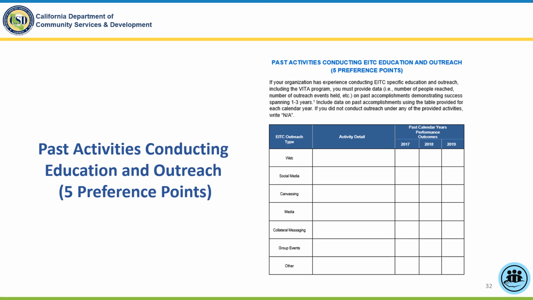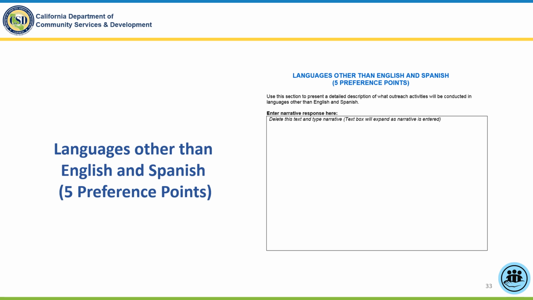Now let's move on to additional languages. Applicants who will conduct CalEITC education and outreach in languages other than English and Spanish may utilize this 5th section, Languages Other than English and Spanish, to receive 5 preference points. Here you will indicate the additional languages in which you will conduct education and outreach activities. This concludes our review of the application narrative template. Please keep in mind that all 5 sections of the application narrative template are limited to a total of 20 pages.